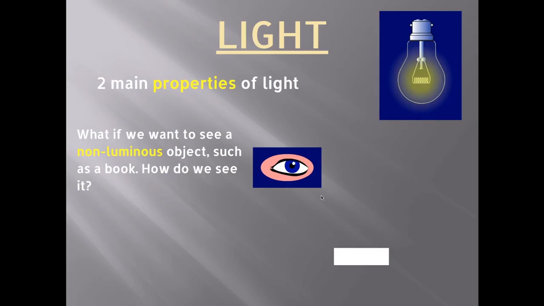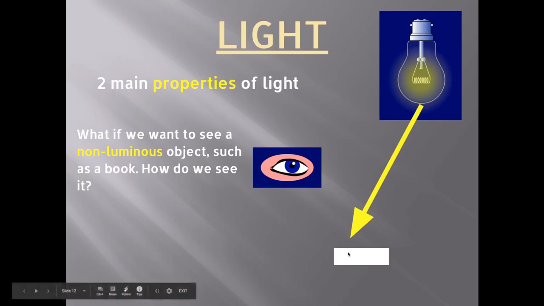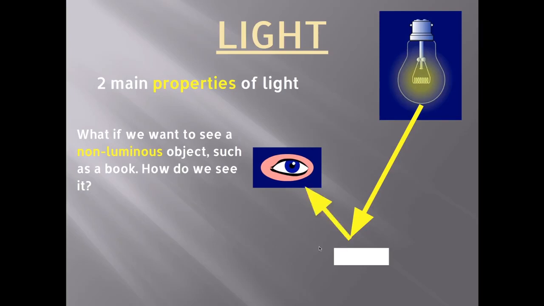And we're going to develop ray diagrams a little bit. So, what if you want to see a non-luminous object? So, the light bulb is a luminous object. It's giving out light. It goes from the light bulb to the eye in a straight line with that arrow pointing from the light bulb to the eye. But what if you have this non-luminous object, this white rectangle here? Well, the light will travel from the light bulb to the object that doesn't give out light by itself, but it reflects that light into your eye.